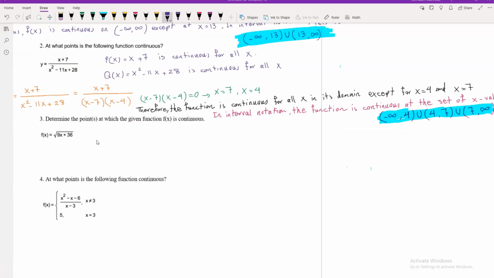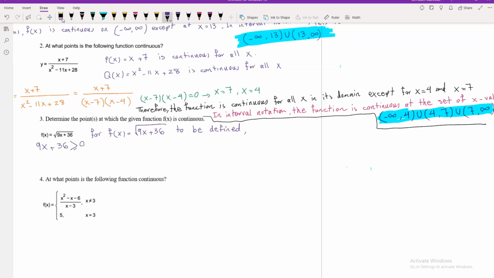Determine the points at which the given function f of x is continuous. We have square root of 9x plus 36. First, we have to find domain of our function. For square root of 9x plus 36 to be defined, what we have inside the square root should be greater than or equal to 0. So 9x plus 36 should be greater than or equal to 0.